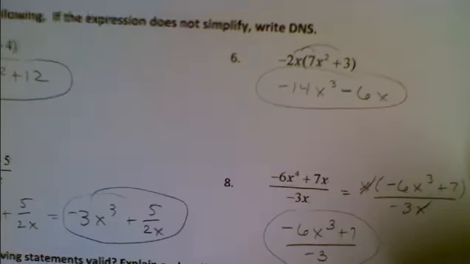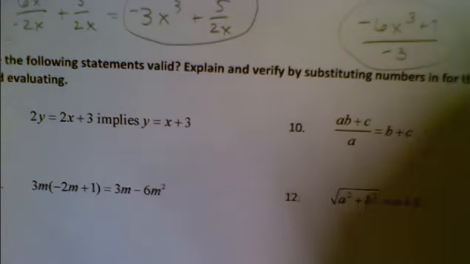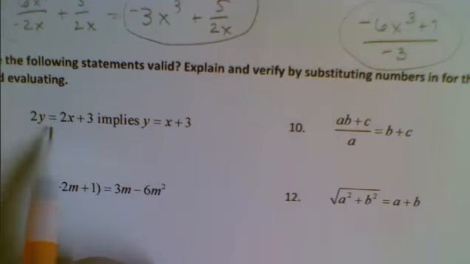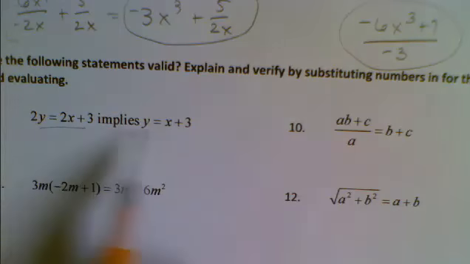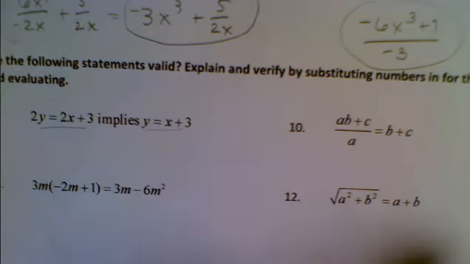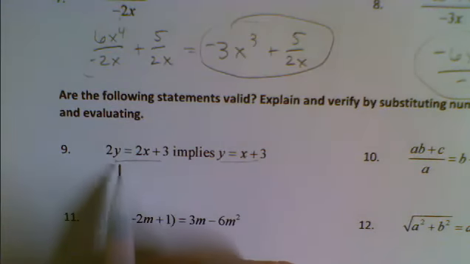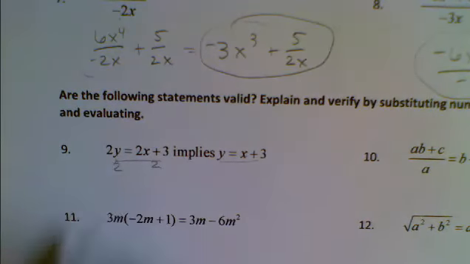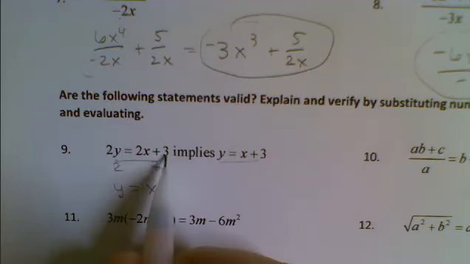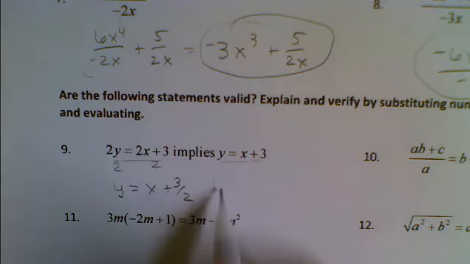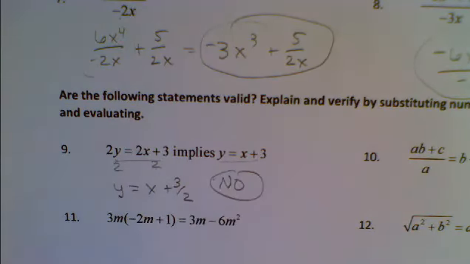Okay, and then 9 through 12, I was just looking to see if you knew some of the properties that we have in algebra. So looking at this, I want to know, is that equivalent to that equation? So all I need to do is say, okay, what would I do to this to get it to be y equals? I divide both sides by 2. So if I divided by 2, I would get y, I would get x, but I wouldn't get 3, I'd get 3 halves. So is that a valid statement? No, it's not.